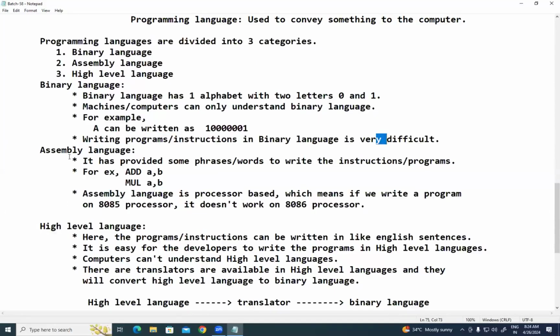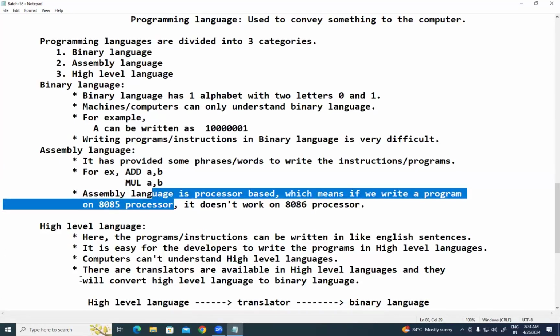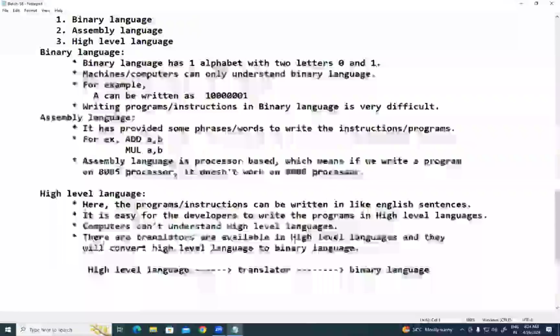The second category of programming languages is assembly. Assembly languages are somewhat better than binary language, because assembly language has at least some phrases or words to write programs. Am I right or not? But the problem is that they are processor based.